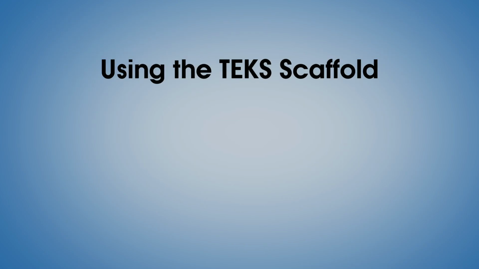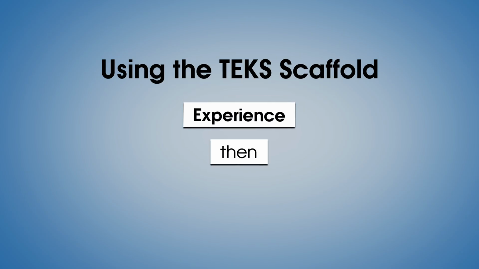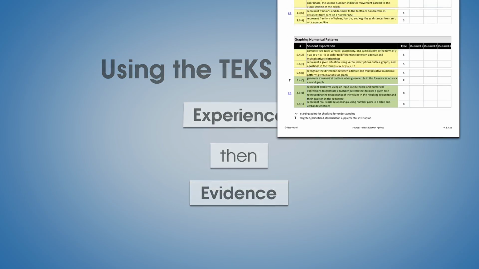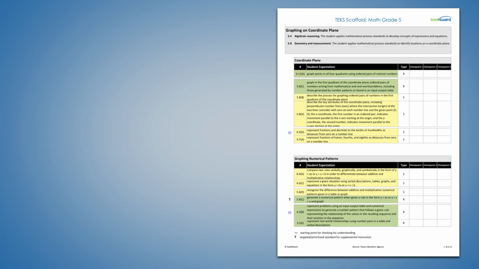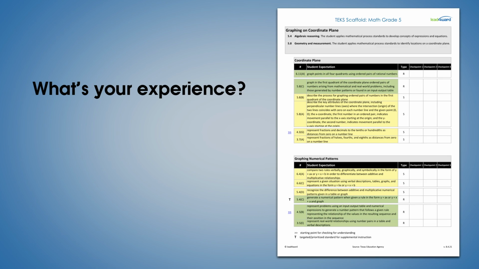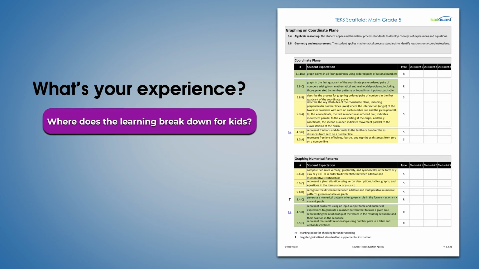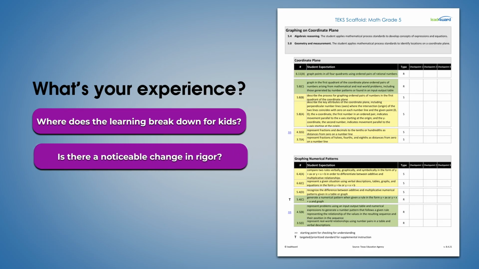When using the TEKS scaffolds, we'll first apply our experience and then the evidence from the data. So let's say we're about to teach an upcoming unit on graphing on a coordinate plane. Our PLC uses a scaffold to look at the evolution of learning up to grade 5 and asks, where does it seem that the learning breaks down for our students? Are there noticeable places that we've seen kids struggle? Are there any obvious changes in rigor?